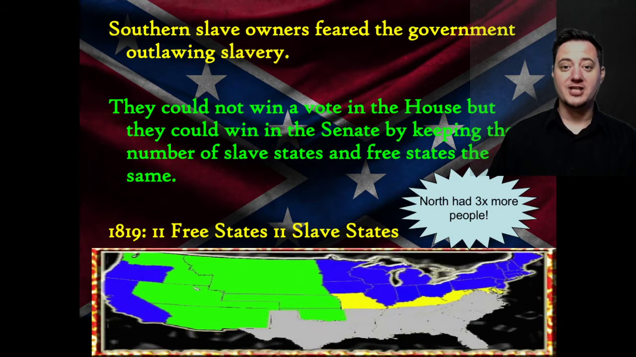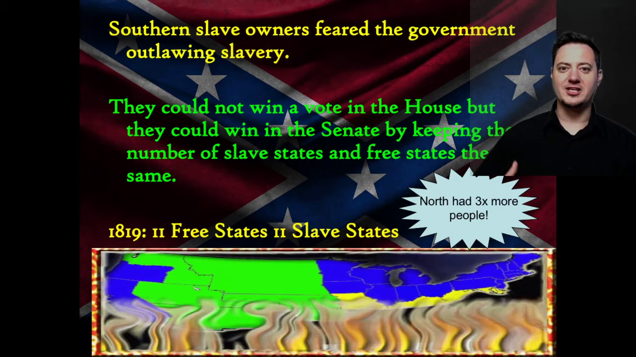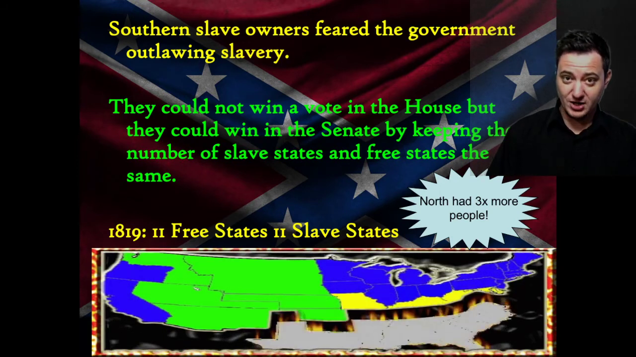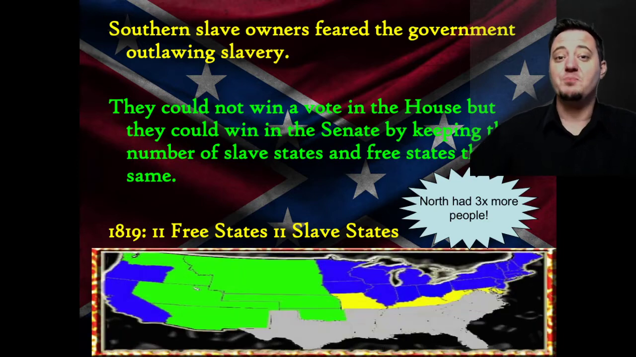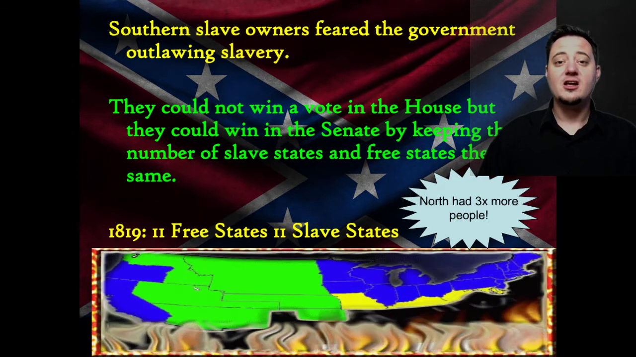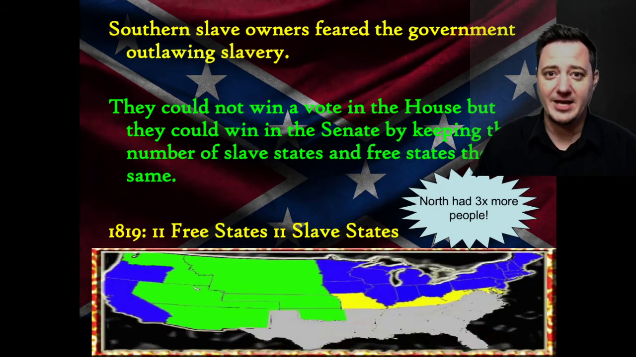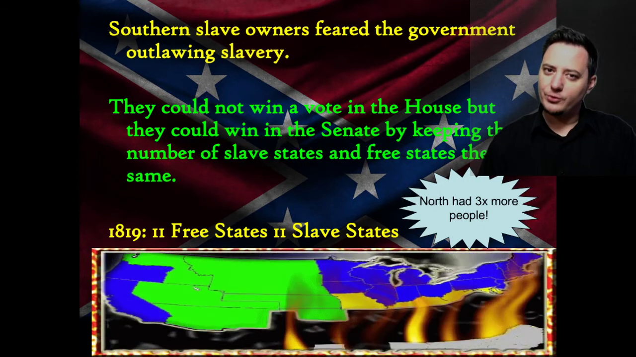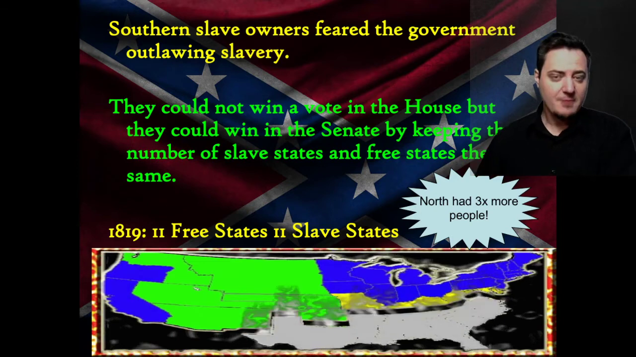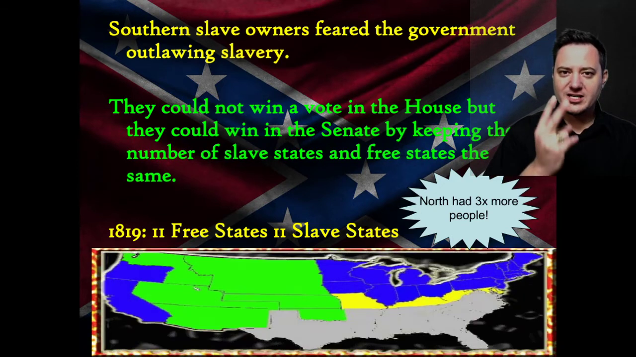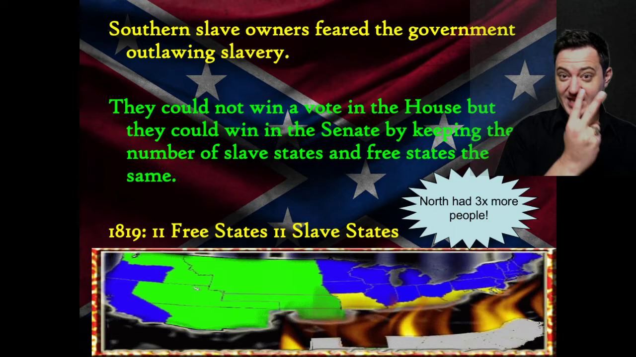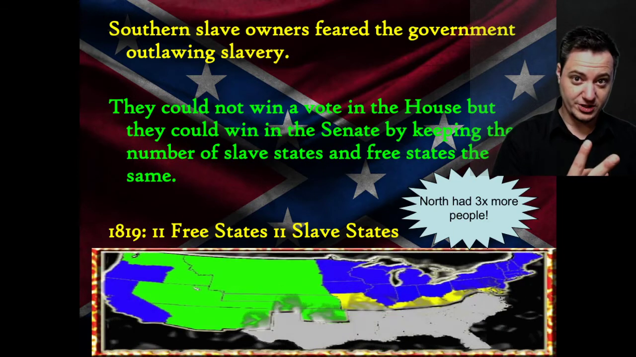Now, in the House of Representatives, this is a problem because the House of Representatives is based off of population. We've talked about this before. And the North is bigger population-wise, which means in the House of Representatives, the South is always going to be outnumbered. So the South focuses on the Senate because in the Senate, every state sends 2 representatives. Essentially, you get 2 votes, okay?